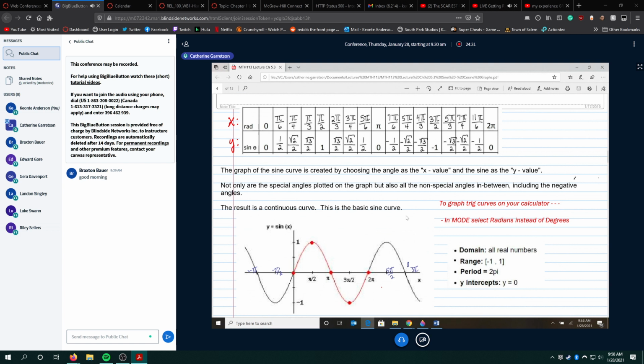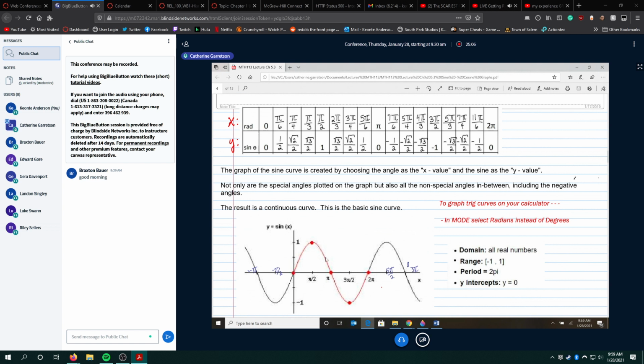There are going to be some things we can do to make that curve go higher, to increase the range. Now, period, that's going to come in over and over again. The different trig functions have different periods, but the period means how long before the graph repeats the exact same shape. It's the horizontal distance.